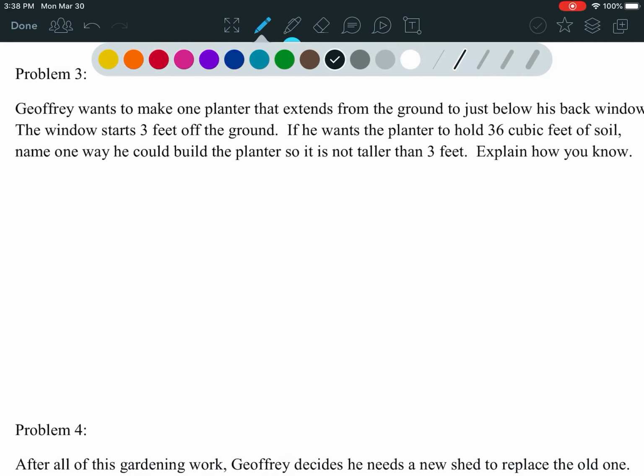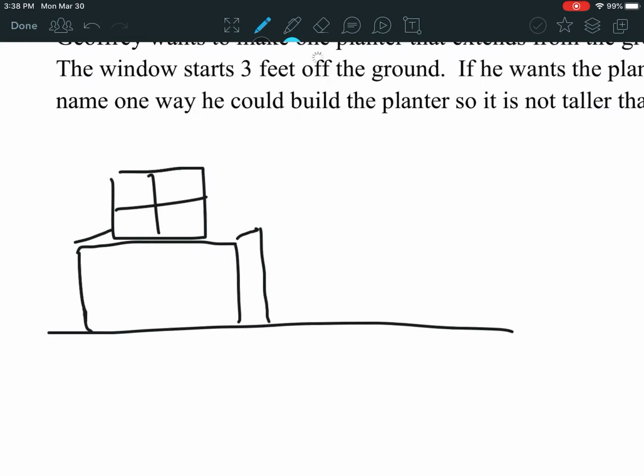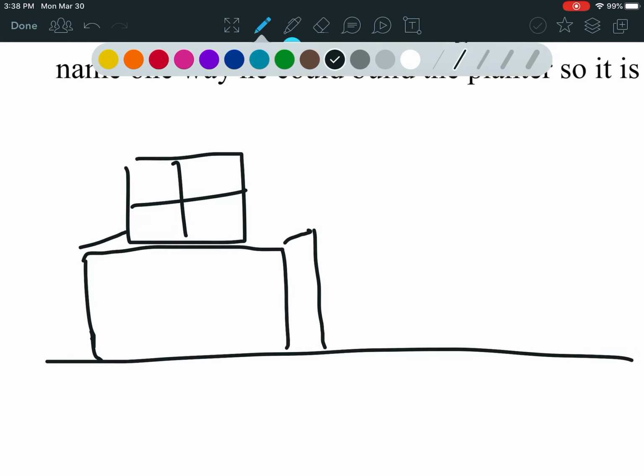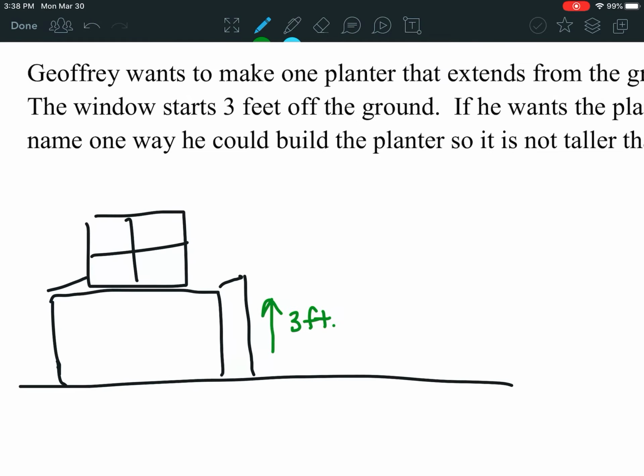I'm going to draw us a nice little picture here. Here's my window. And here's the ground. We are building a planter underneath this window. And it needs to not go above the window. I'm going to zoom in here. I know that the height has to be less than 3 feet. So I'm just going to go ahead and make it 3 feet.